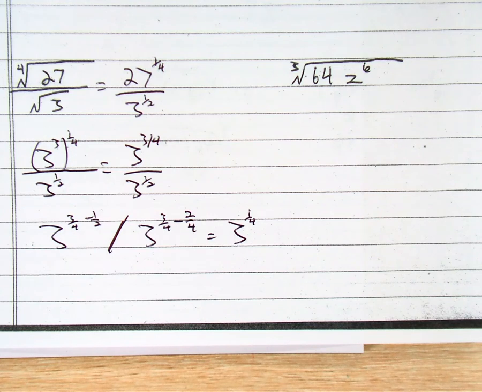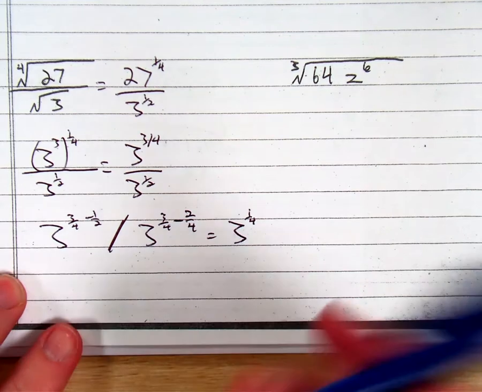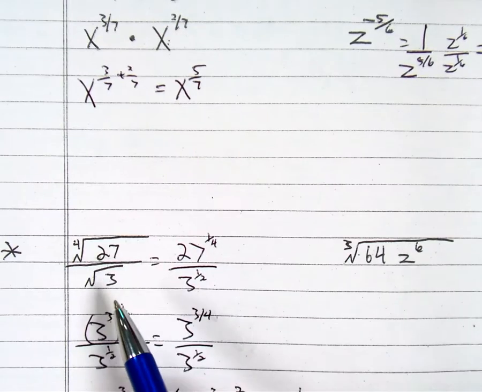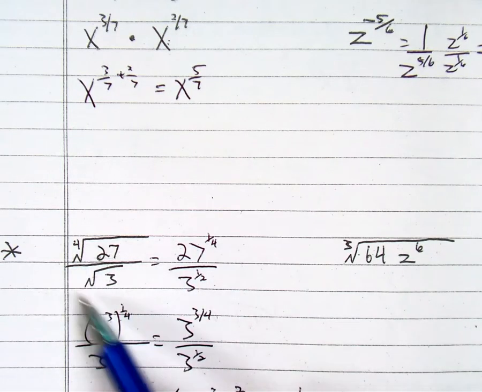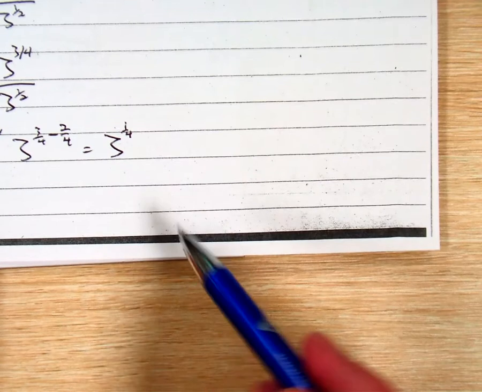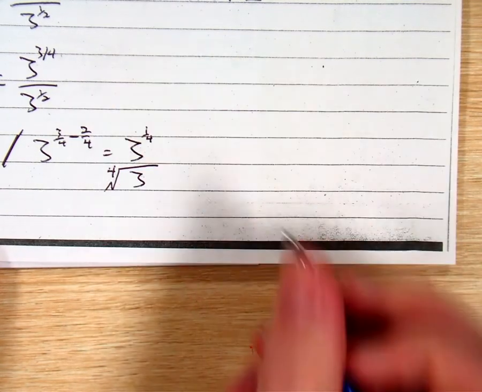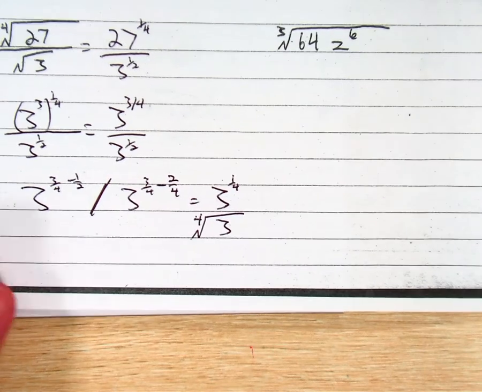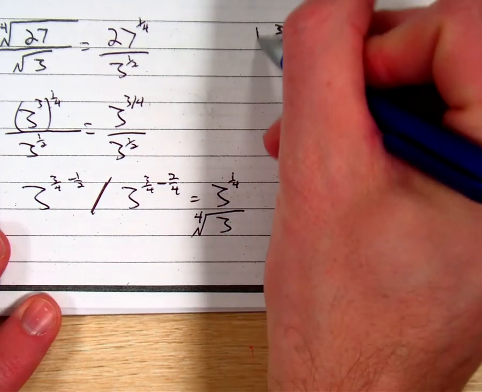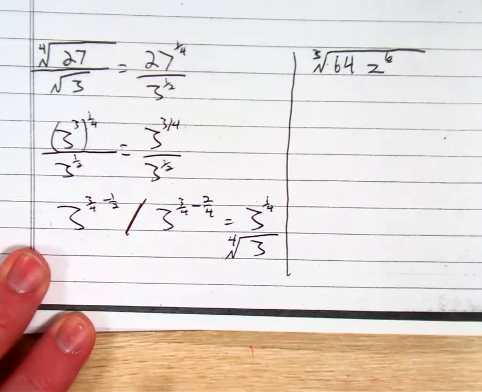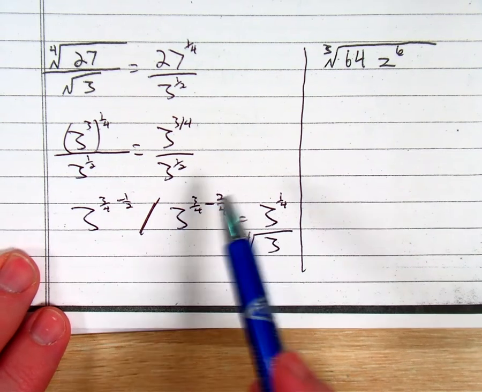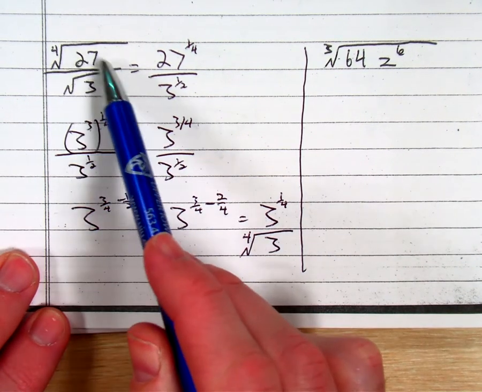And they're going to want us to change it back, if it doesn't come out nice, change it back into the form they gave it to you in. They gave it to us in root form. So 3 to the 1/4 power is the 4th root of 3. Wow, that was fun. Okay? Take a look at that and reabsorb that problem. All right?